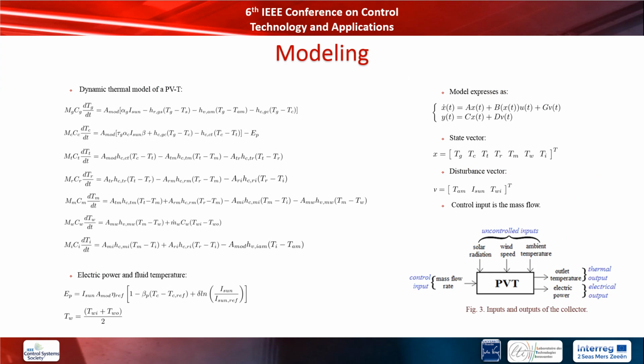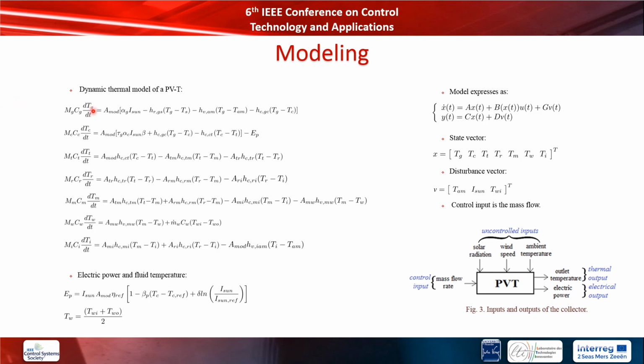Here we give a dynamic thermal model of a PVT collector using the energy balance principle for each component and layer of the collector. The dynamic energy balance takes into account masses and heat capacities of each layer to derive the temperature of each component by considering radiative, convective, and conductive thermal exchanges between the layers.